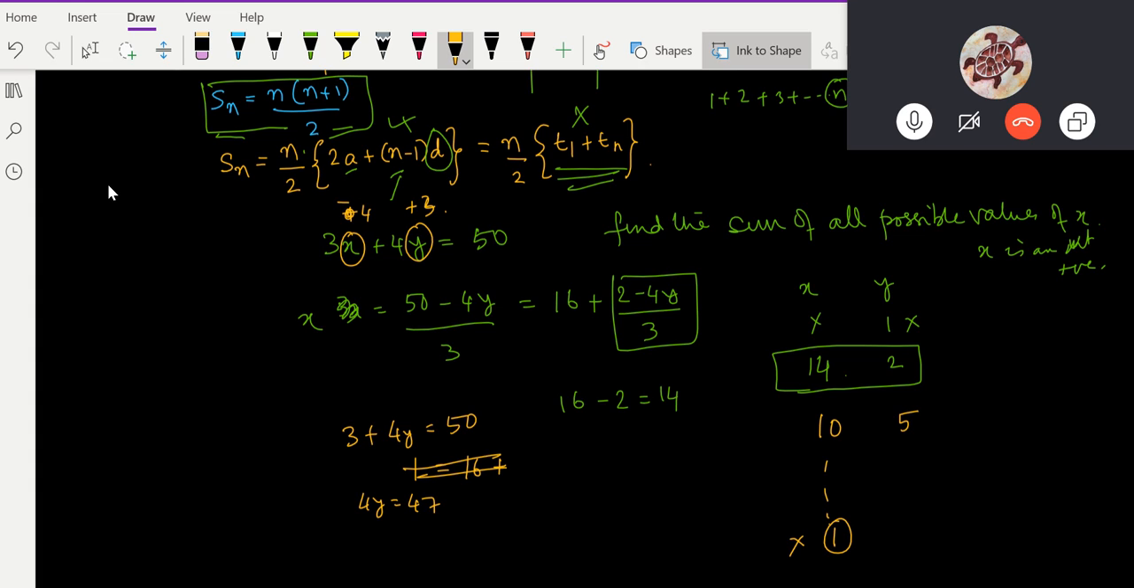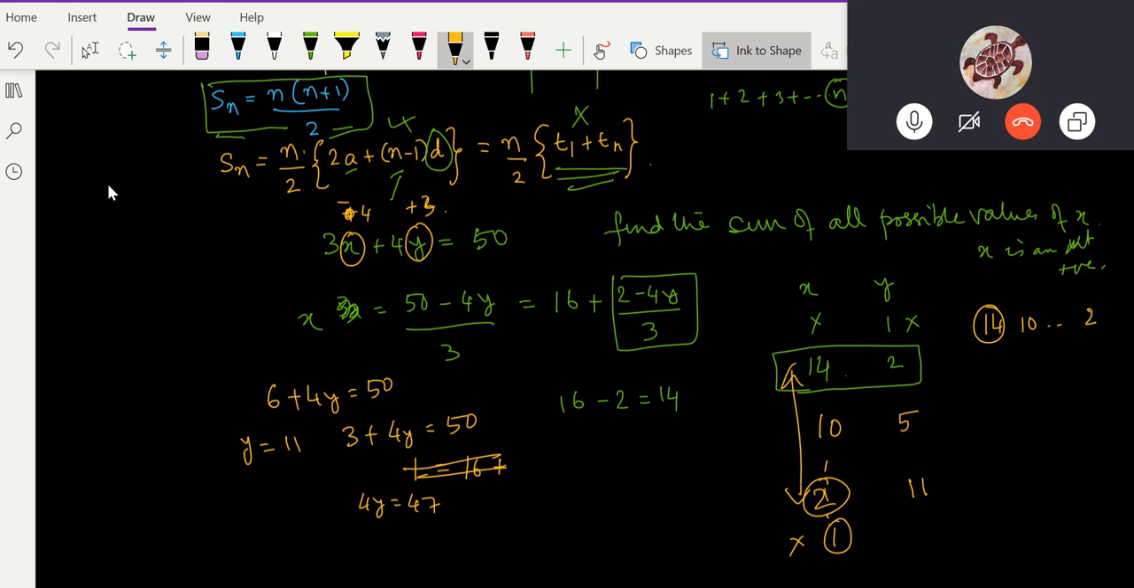Okay. So 1 cannot be the case. So the next value would be 2. If I put 2 here, 2 into 3 is 6 plus 4y is equal to 50, so y is equal to 11. So this can be a case where x is 2 and y is 11. Therefore x will take values from 14, 10, like that, to 2.